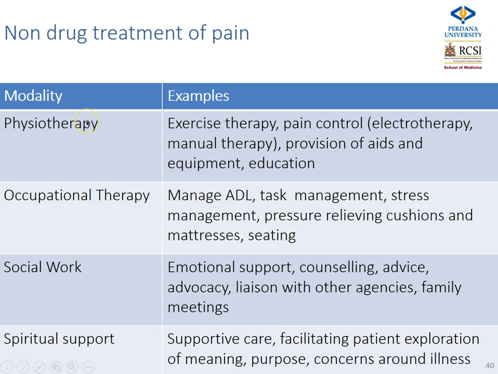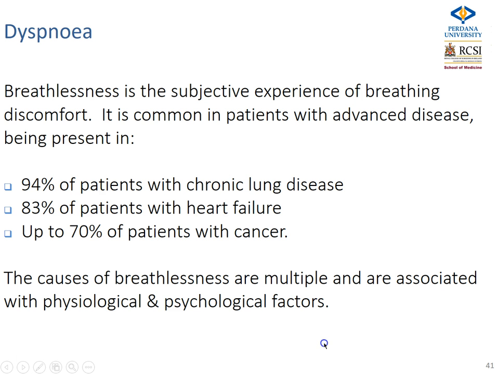Other things that can be used to ease pain would be physiotherapy through exercise therapy, electrotherapy, manual therapy, various aids and so on. Occupational therapy similarly might help patients to remain relatively more independent by managing their own activities of daily living. Pressure relieving cushions, mattresses, appropriate seating and so forth. Emotional support through a social worker, counseling, advice, advocacy, and spiritual support. These are all very important in supporting the patient, facilitating exploration of their concerns and so on.